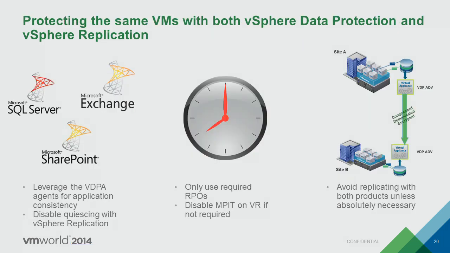However, if you choose to use both products for the same VMs, there are a few things to watch out for. One is on the application side. If you're using VDPA and vSphere replication, do not turn on quiescing with vSphere replication. You already have access to the agents. These agents have deep integration with the backup-specific APIs for these applications, so they're going to do a much better job of protecting your apps.